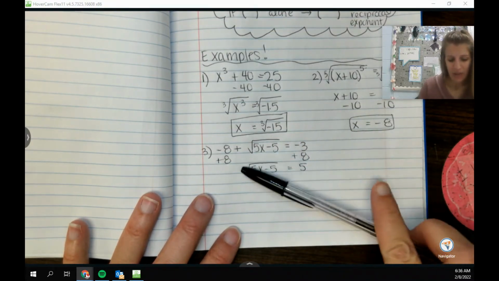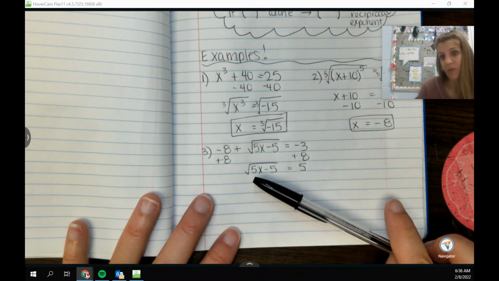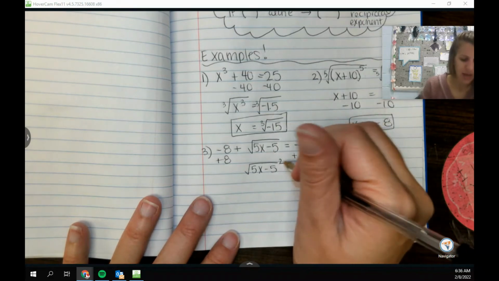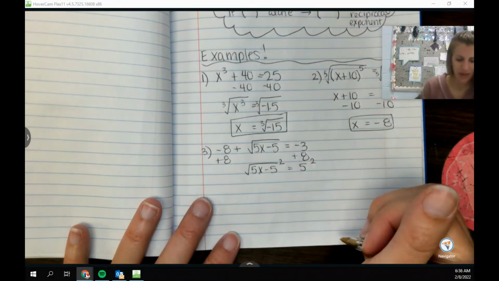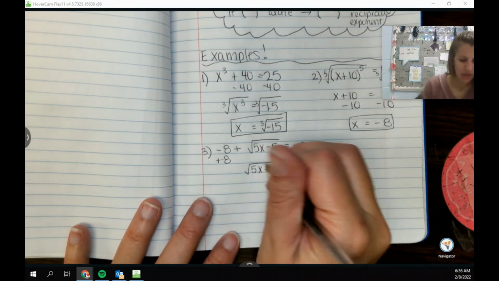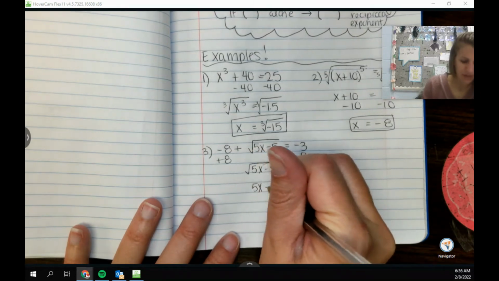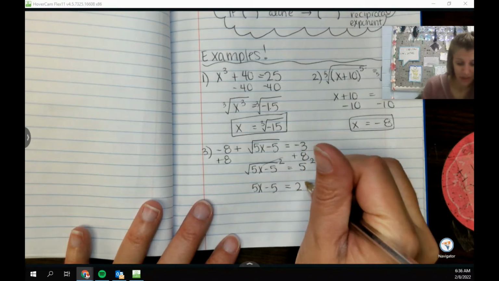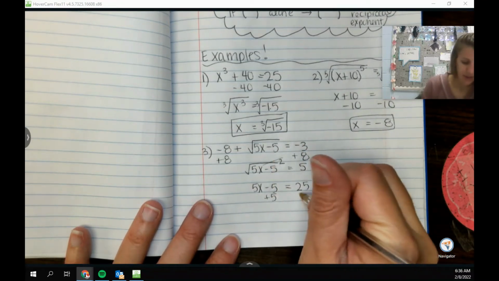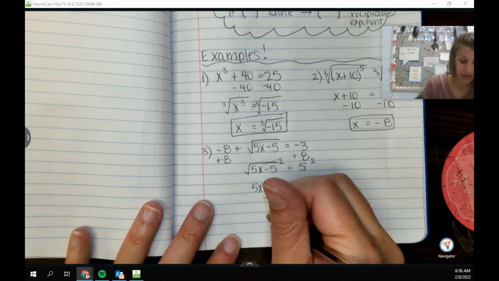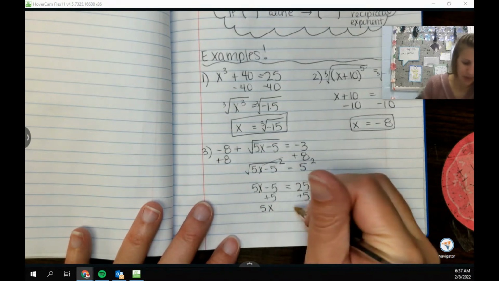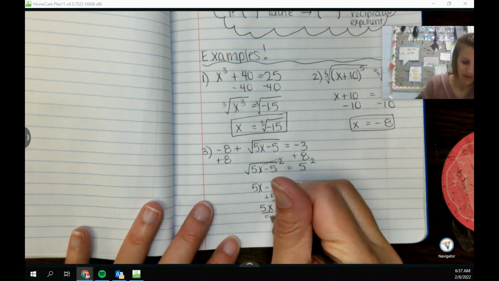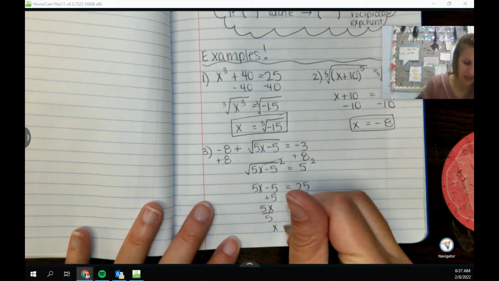And now that my square root is all by itself over here, the way I get rid of a square root is I square it. If I square one side, I have to square the other. And so they just cancel each other out, and you're left with the 5x minus 5 underneath. Then over here, 5 squared is 25. So I'd add the 5. Now we're just dealing with a baby linear problem. So 5x equals 30. Divide by 5, and x is 6.